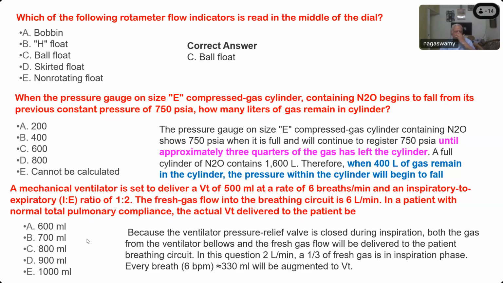So nowadays, in all the machines, we are trying to avoid this excess gas going to the patient by a mechanism called decoupling of fresh gas flow, which will deliver only the set 500 ml from the bellows. The fresh gas flow will go and occupy the bellows before that, and it will not add this extra from the fresh gas flow. That is called decoupling of the fresh gas flow.